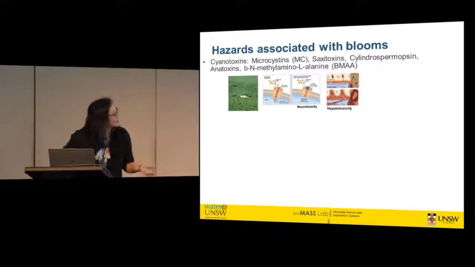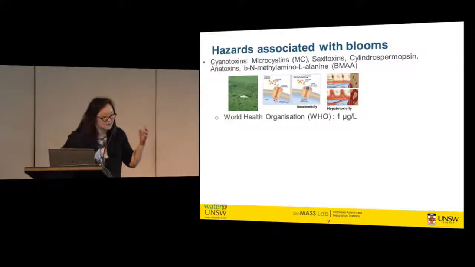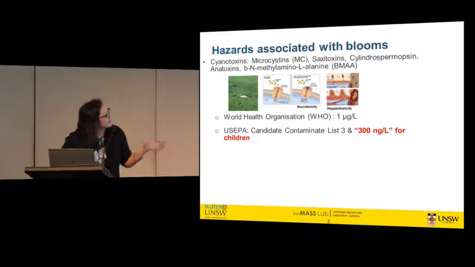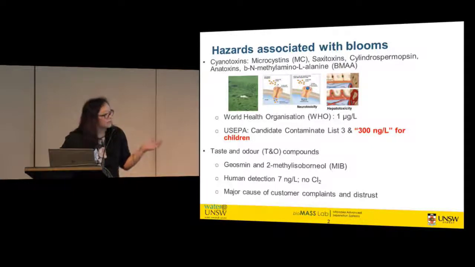And we all know the hazards associated with the blooms, so I will skip through most of this. They produce toxins, and there is this guide limit for microcystins, which is, I think, also being revised currently. And the US EPA has listed cylindrospermopsins and microcystins as low as 300 nanograms per litre for children. Another major issue that hasn't really been addressed a lot in this workshop is that they can produce taste and odours. Even though they've not been known to be harmful, they can be a cause of customer complaints, as people assume that if there are fishy or earthy smells in the water, the water is unsafe. So it's a public perception issue too.